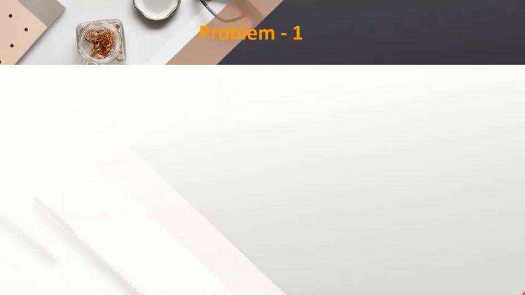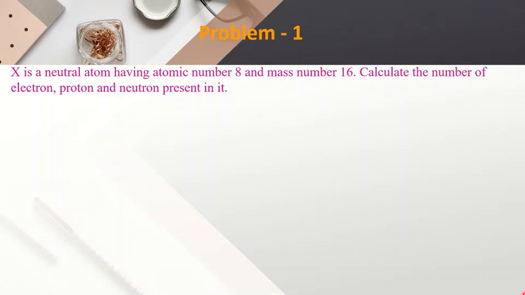Now we will solve some problems on atomic number and mass number. First, problem 1. X is a neutral atom having atomic number 8 and mass number 16. Calculate the number of electrons, protons and neutrons present in it. Here, atomic number and mass number are given. We have to calculate the proton number, electron number and neutron number of X. There is given atomic number Z equal 8 and mass number A equal 16.